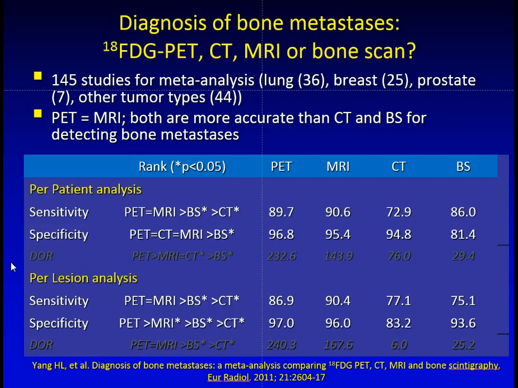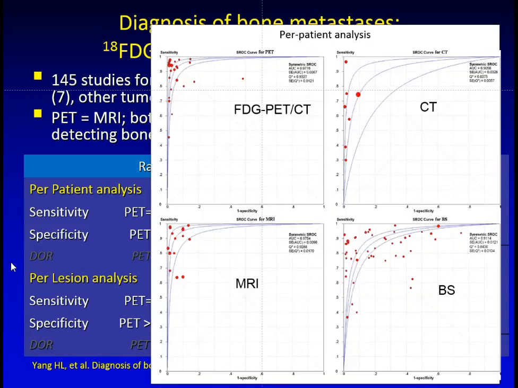So if we look at the ROC plots, we can see that the performance of FDG PET scans is very good, as is the performance of MRI scans. CT has good specificity, but the sensitivity is reduced. And bone scans, the current standard of care, has a very variable performance. We should really be thinking again about the role of bone scans for the staging of patients.